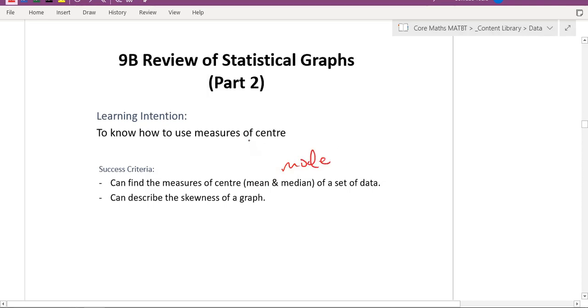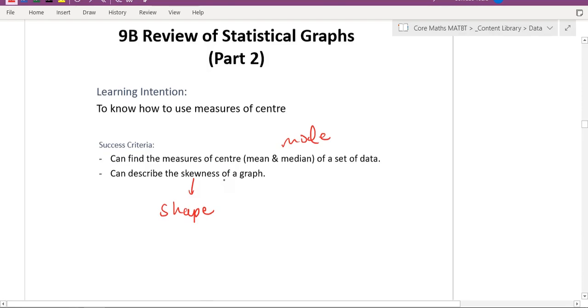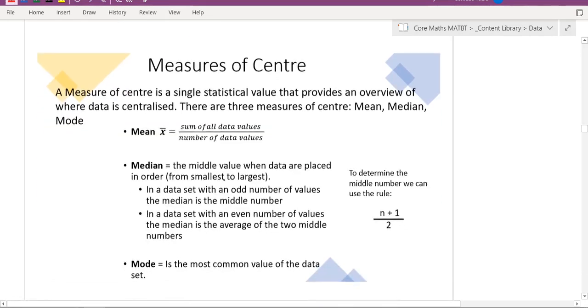But as a success criteria, I would like you guys to be able to find the mean, the median, the mode, and also understand skews. Skews, okay? You've probably never seen this word before, but skew refers to shape. So whenever you see the word shape of a graph, it's talking about the skew. And the skew, again, is a descriptor of the center of the graph. Okay, so let's get into what all this means.